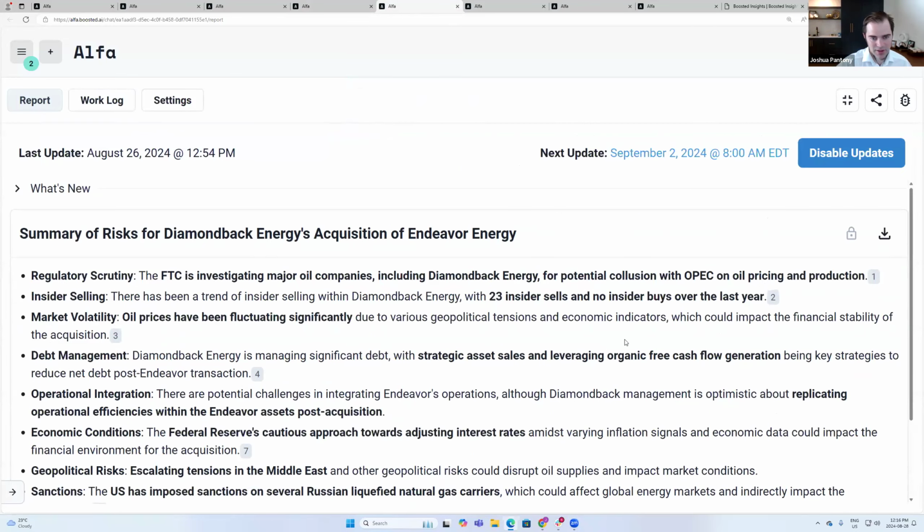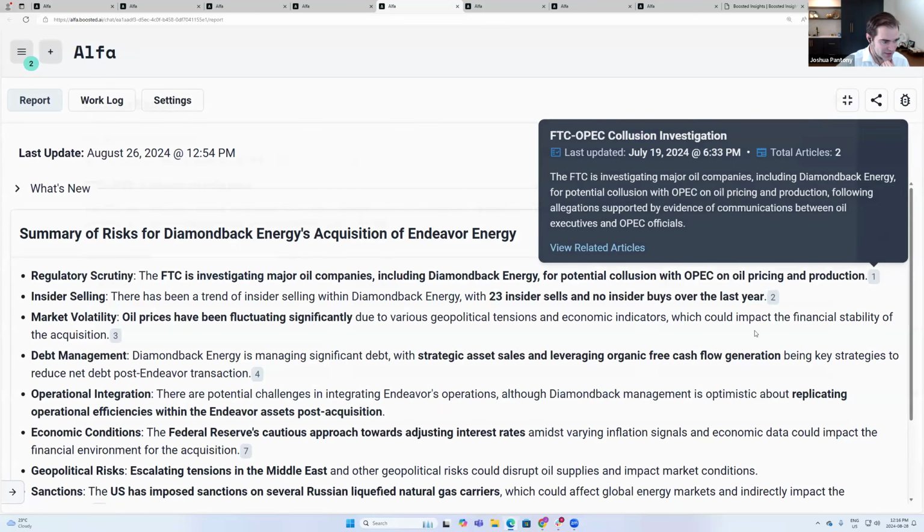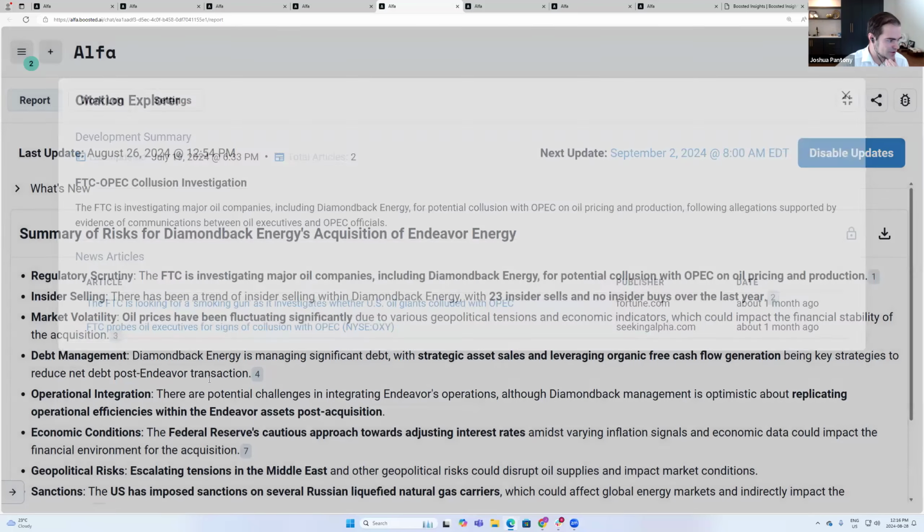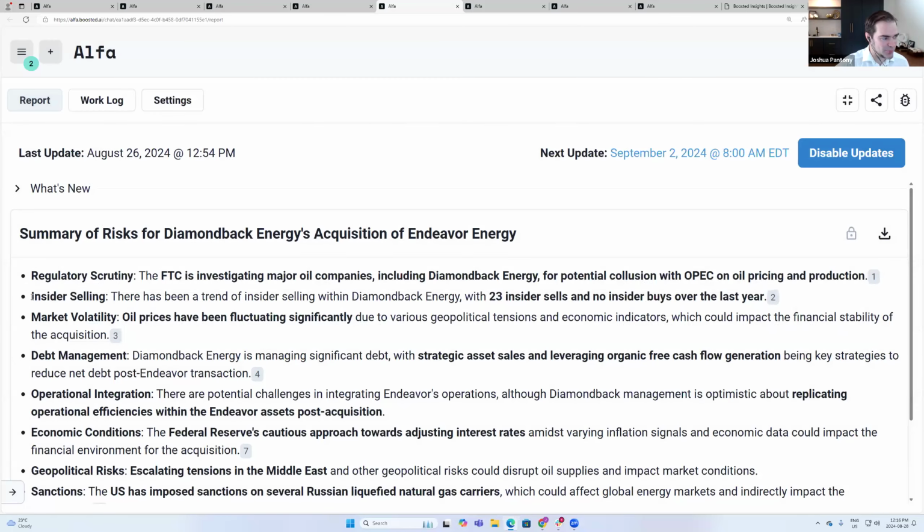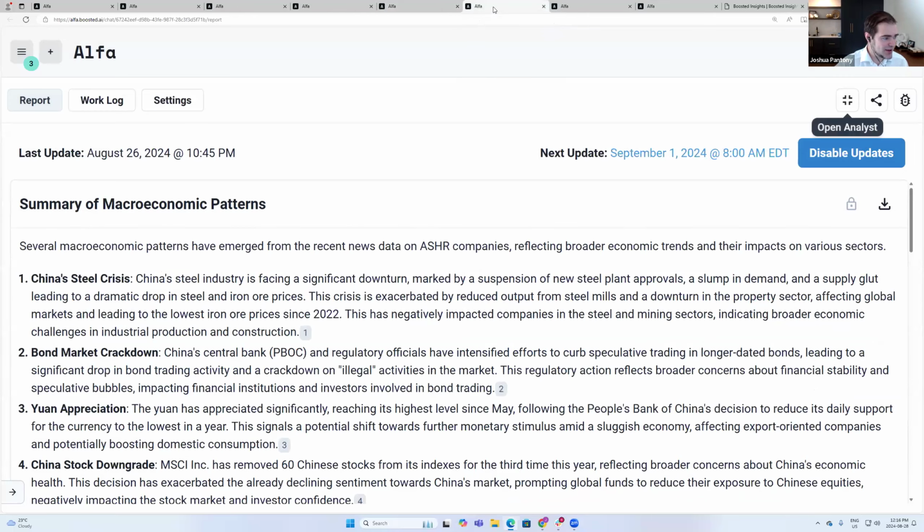It's going to look through any kind of corporate filings, any kind of news, any kind of regulatory information. And it found recently that the FTC is investigating a bunch of companies, including Diamondback, for potential collusion with OPEC. I can click into this and see the sets of information, some stuff related to insider selling, et cetera. So it's continuously analyzing everything happening with the possibility of an acquisition.